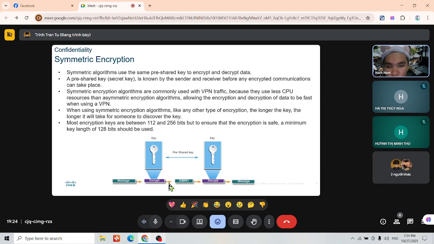When using a symmetric encryption algorithm, like any other type of encryption, the longer the key, the longer it will take for someone to discover the key. Most encryption keys are between 112 and 256 bits, but to ensure that the encryption is safe, a minimum key length of 128 bits should be used.